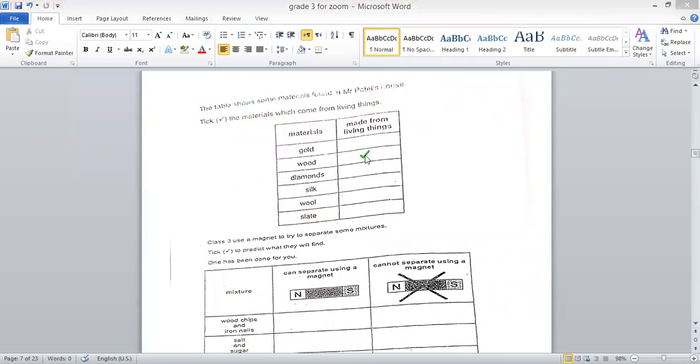Diamond is a type of rock which comes from under the ground. Silk comes from silkworms, so it is made from living things. Wool comes from sheep, so it is made from living things. Slate is a type of rock which comes from under the ground.